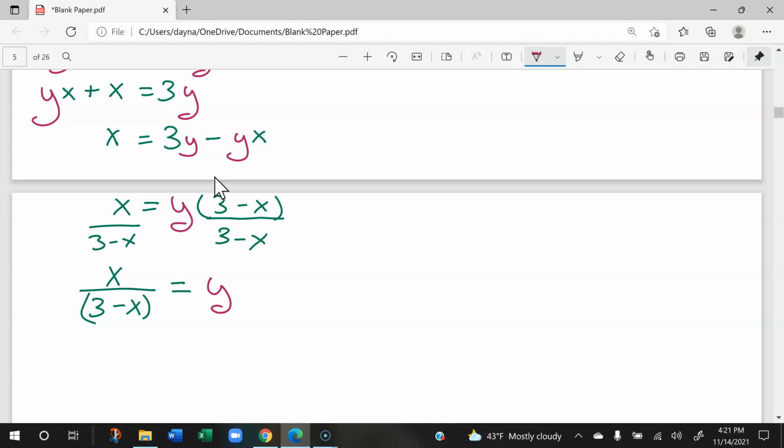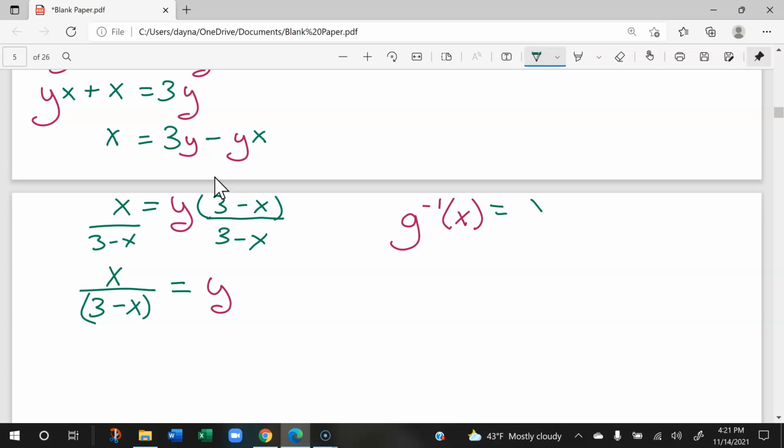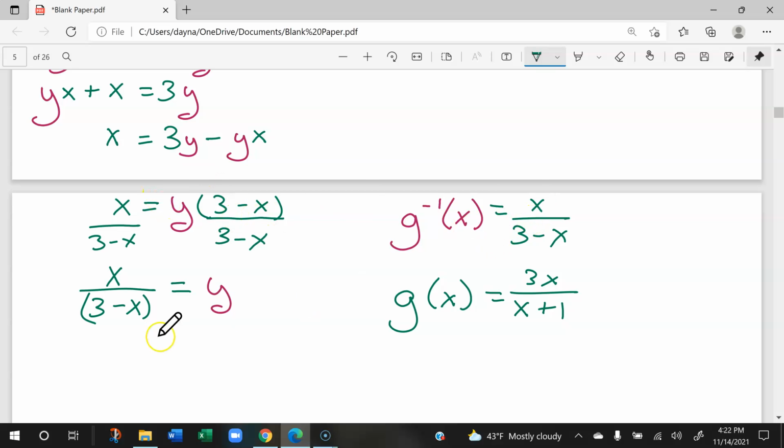Now we started with g of x, so this is g inverse of x is equal to x divided by 3 minus x. We started out with g of x is equal to 3x divided by x plus 1. These two are inverses of each other. So you have to be careful whenever you get two y's and you're solving for the inverse.